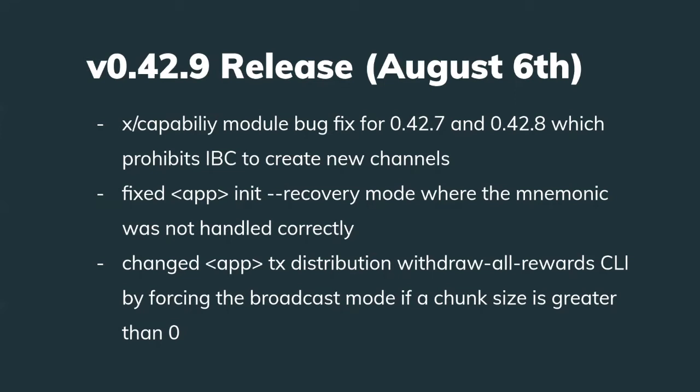The next fix was for app init recovery mode, where the mnemonic was not handled correctly. And then we also changed the tx distribution withdraw-rewards CLI by forcing the broadcast mode if the chunk size is greater than 0. This is going to ensure that the transactions do not fail even if the user uses invalid broadcast modes for this command, such as sync or async.